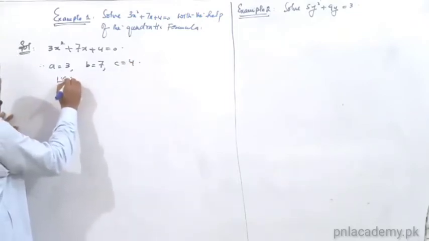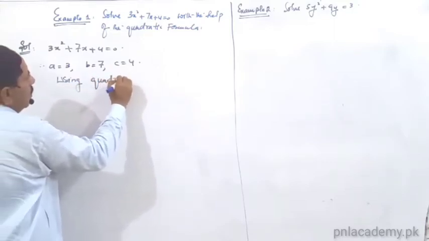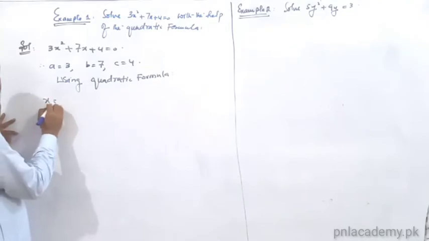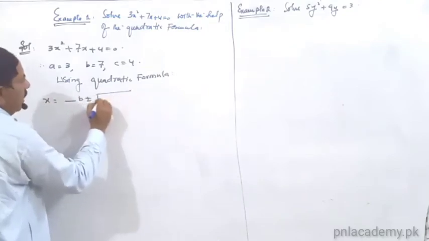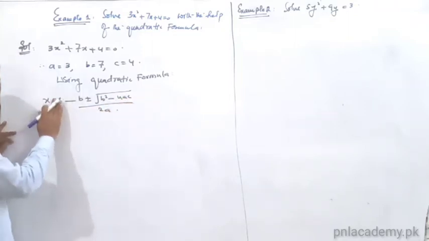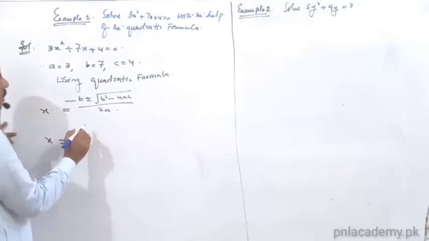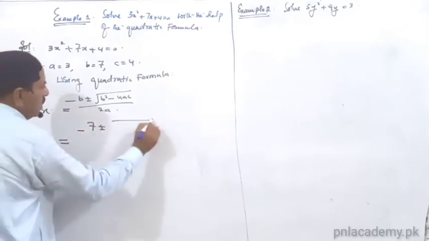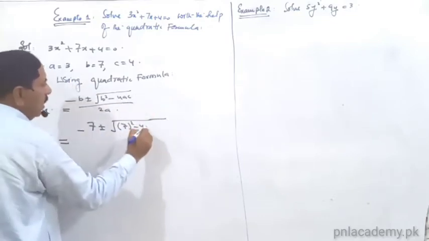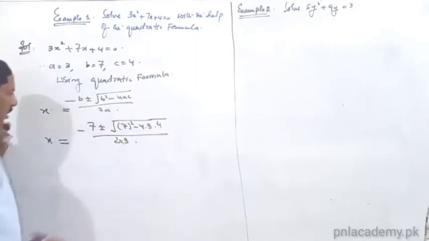Using quadratic formula, the value of x is equal to minus b plus minus radical b square minus 4ac upon 2a. After substituting the values, x is equal to minus 7 plus minus radical b square means 7 square minus 4, a means 3, c means 4, upon 2 into a means 2 into 3.